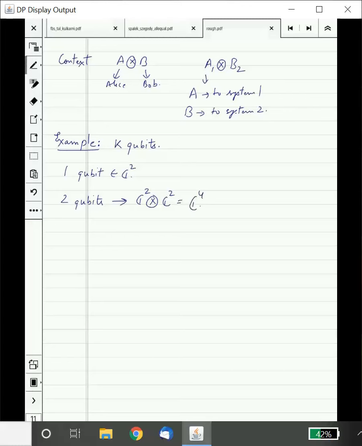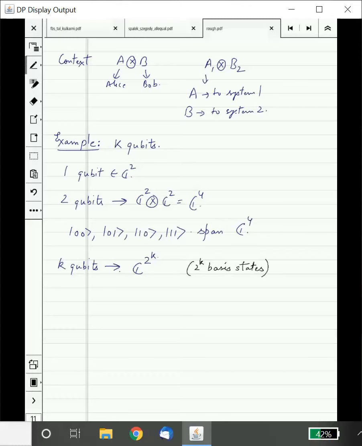In this case, we are going to have 4 basis states. We shall start with 0 0, then 0 1, 1 0, 1 1. These 4 are the basis states, and these span C to the 4. We can extend this analogy more. For k qubits, my state space would be C to the 2 to the k. It will have 2 to the power k basis states. This is the dimension for a k qubit system.